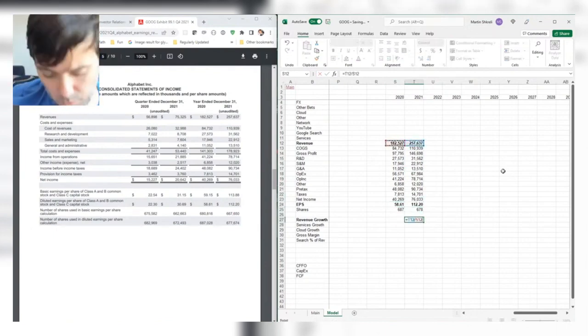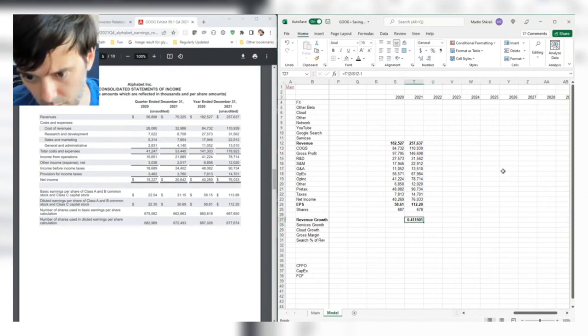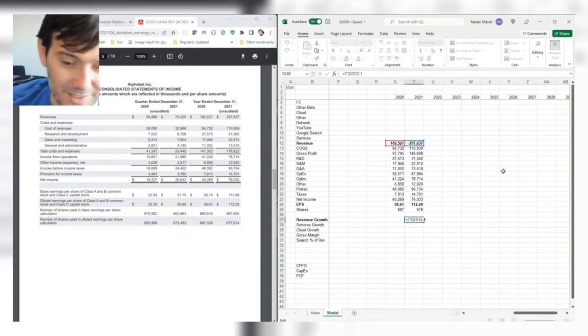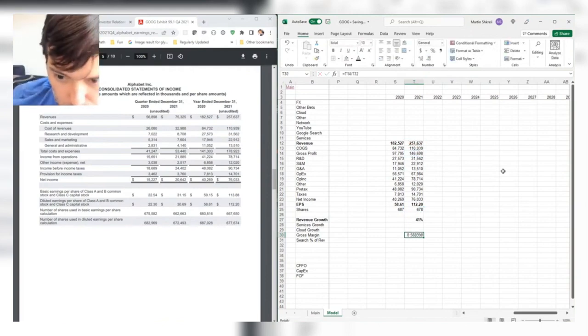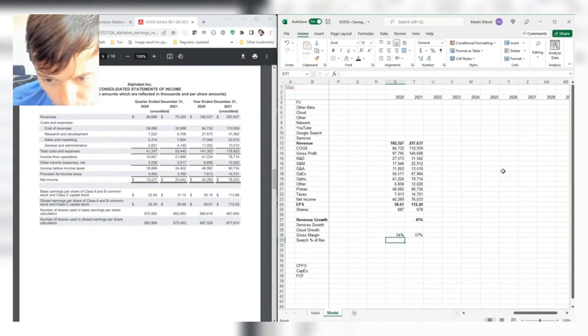Yeah, so for the year 2021 versus 2020, they grew 40% revenue growth, like they were a young company or something. That's crazy. Really wild.